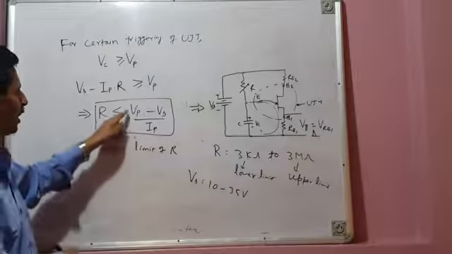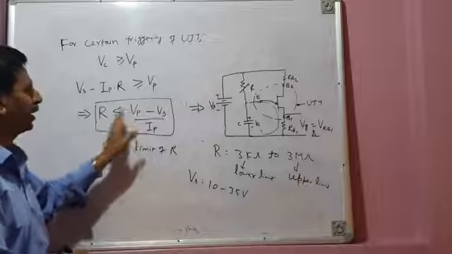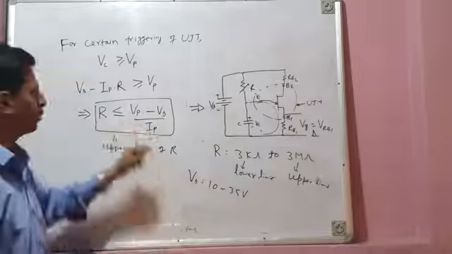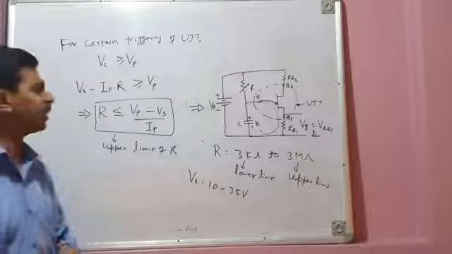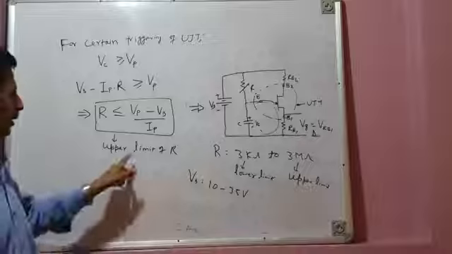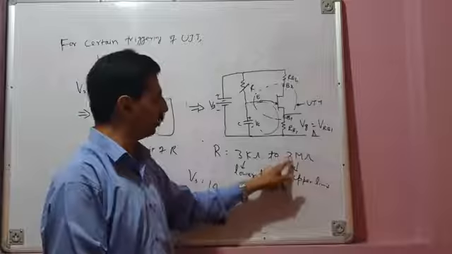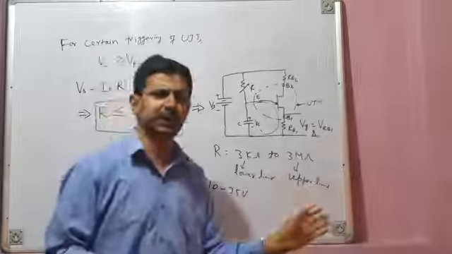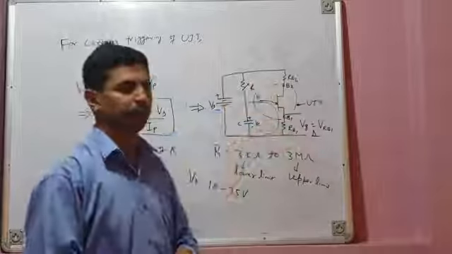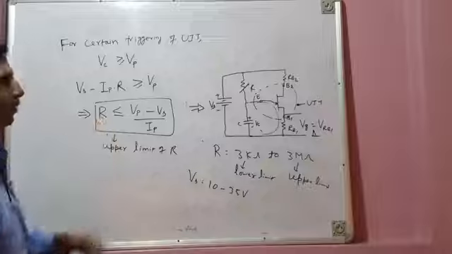So the UJT has a certain peak point voltage and peak point current, and you already know them from the data sheet. Substitute here, and this will give you the upper limit of R. That's what I have already told you. The upper limit is around 3 megaohms, or it can be less than this 3 megaohms. It depends upon the circuit. So you will get the upper limit of this resistance.